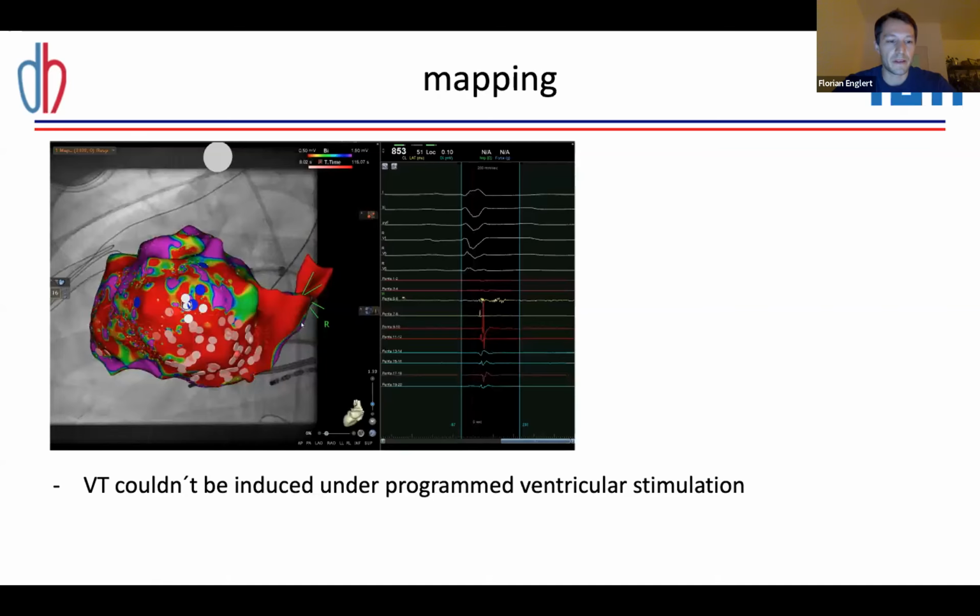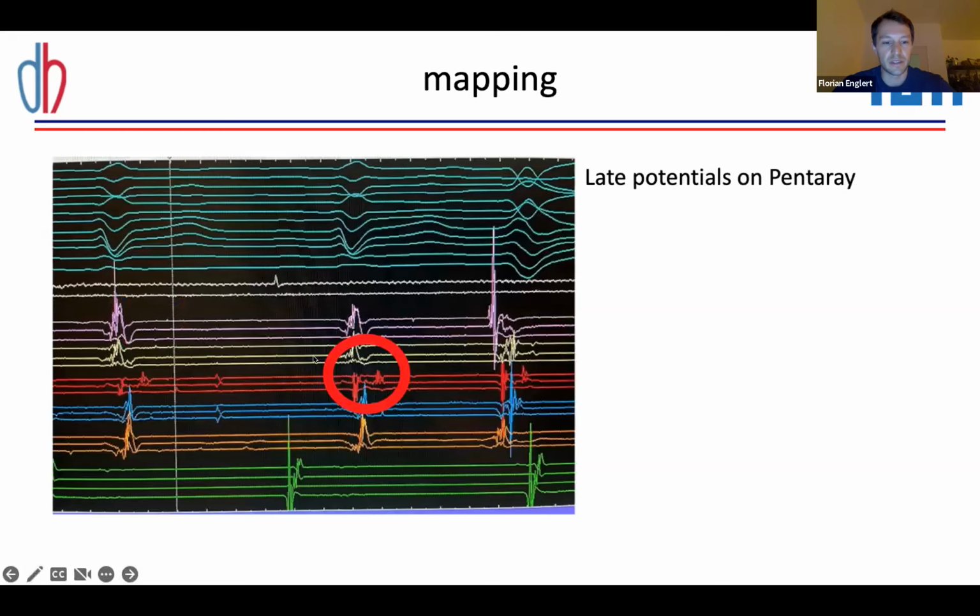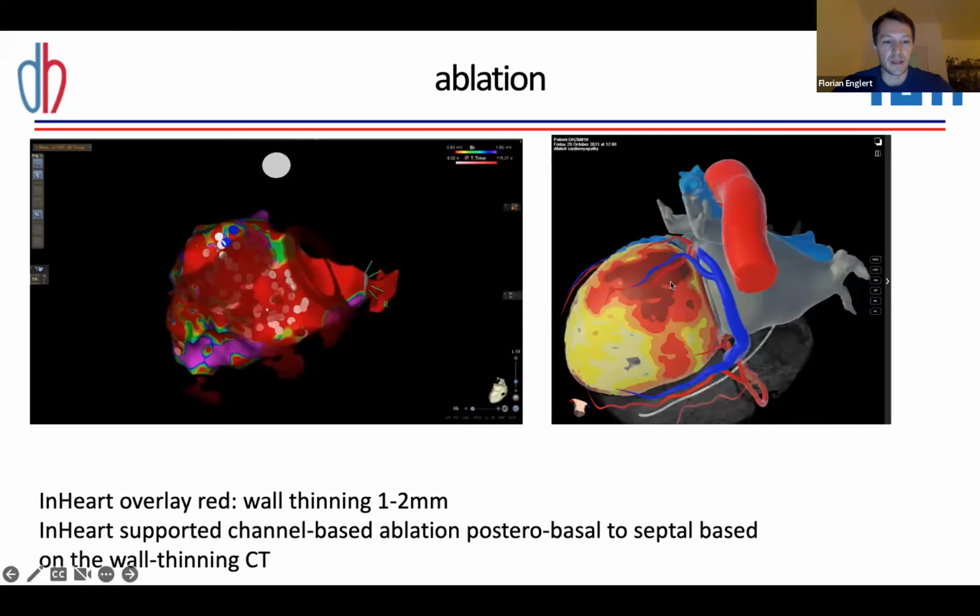While mapping during the procedure, we could not induce any sustained VT with programmed ventricular stimulation. We had some late fractionated potentials while mapping on the PentaRay signal here, also a late potential here in the system. But as you can see, we just got this huge low voltage area which is not well differentiated, but just red and nearly dead.